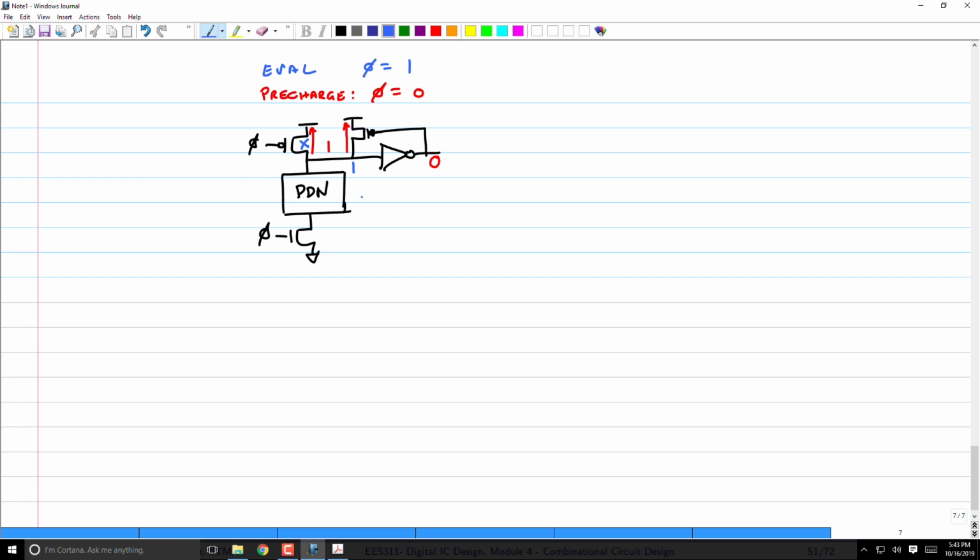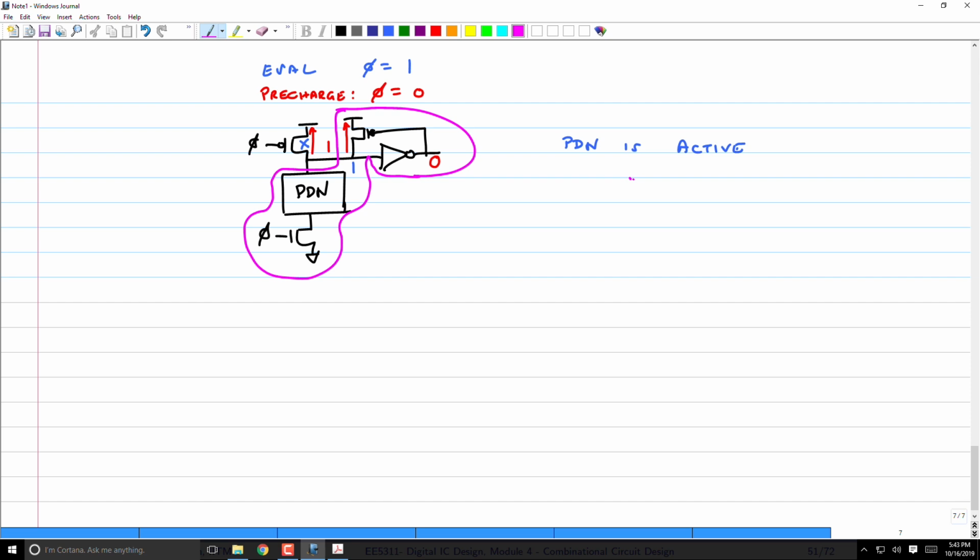So now technically I can slow down my clock as much as I want, because it's being driven. The only constraint is, when my pull down network turns on, it has to be strong enough to overcome that PMOS that is pulling it up, right? So in the evaluate phase, when the pull down network is active, let's just look at this part of the circuit.